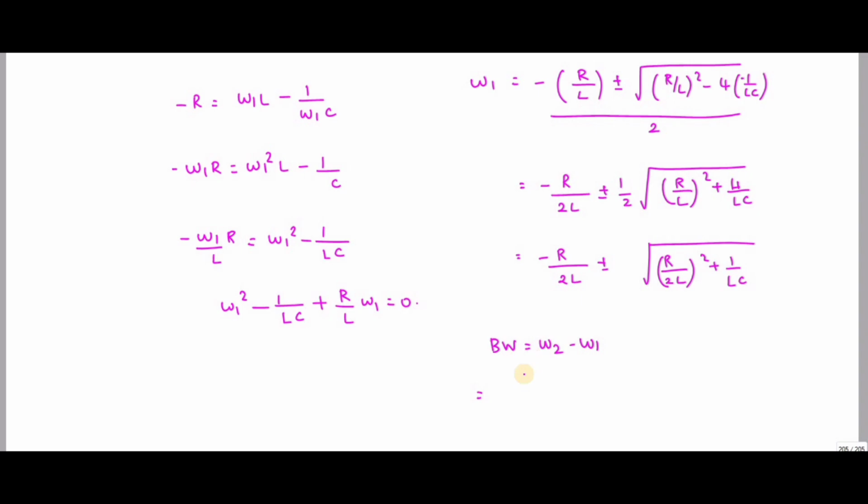So if I solve this one, I will get R divided by 2L minus of minus R divided by 2L. This is equal to R by L. So the bandwidth value is R by L.